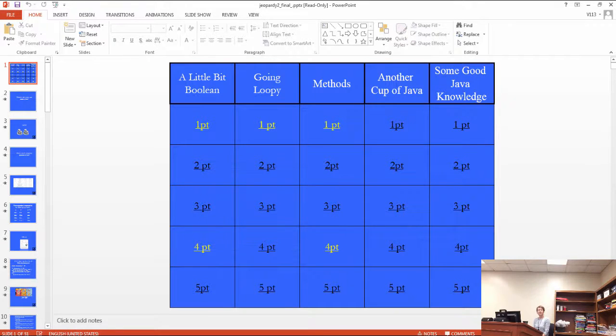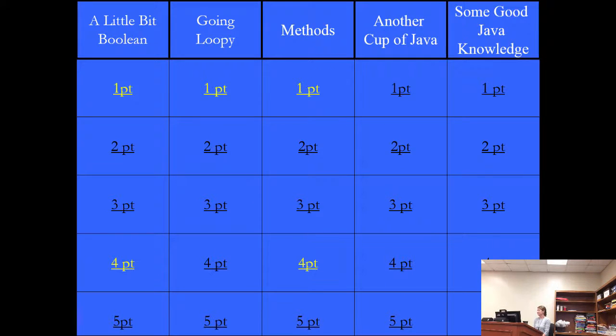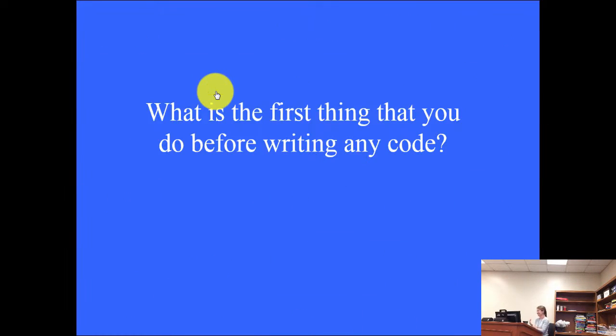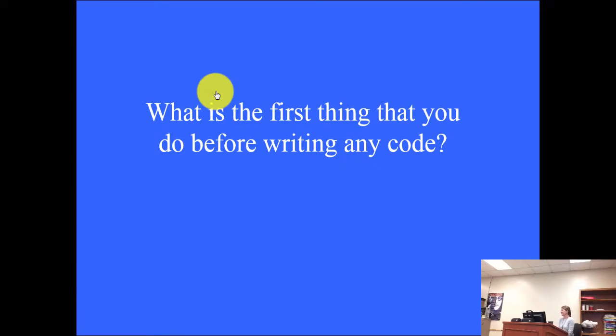What is the first thing that you do before writing any code? That is a good answer. And then we write our name and then... I'll still give you points for writing your name. That's good. But what else do we do, class?